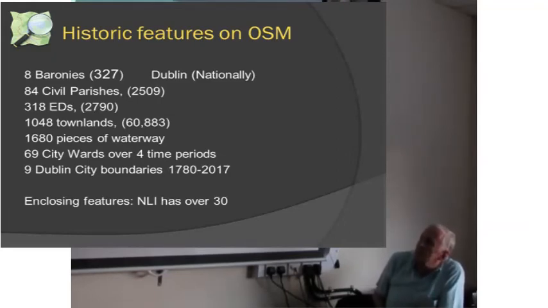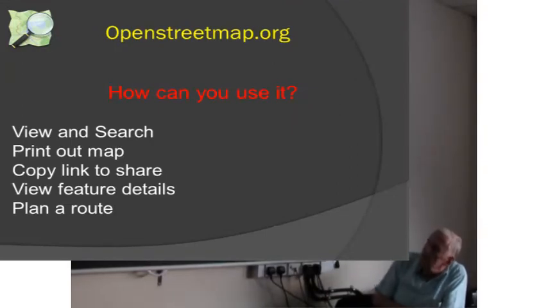1,680 pieces of waterway, that's because rivers like the Poddle have been chopped and put underground in places. And there are 9 sets of civil boundaries, city boundaries, shown 1780 to the present day. And the NLI page I'll show you later. So I've said you can view and search, and I put this in case the Wi-Fi wasn't going to work.